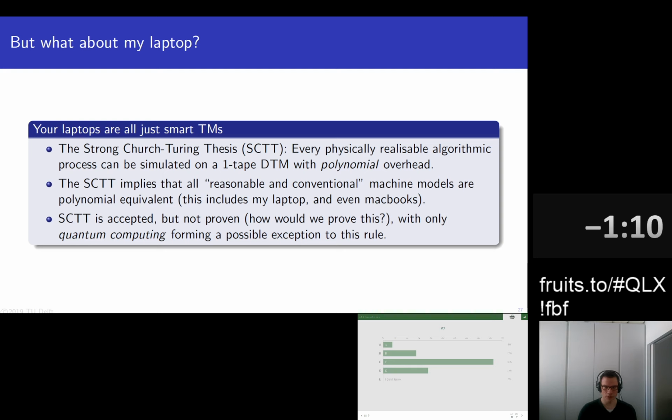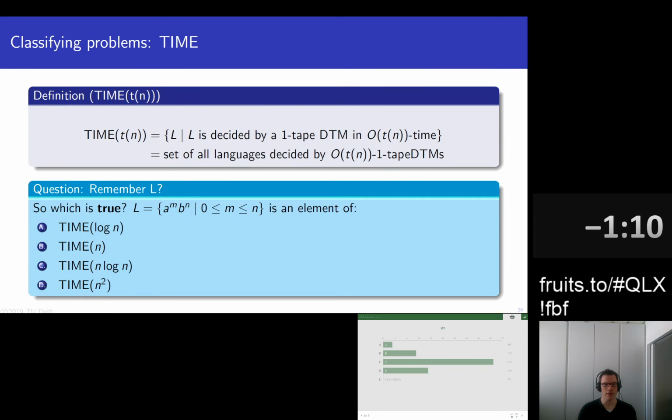So this says that polynomial overhead is all it takes to transform an algorithm written in Java to an algorithm for a Turing machine. Okay, what does that mean? Well, it means that we can now start defining some complexity classes. Consider, for example, the complexity class time t of n. Time t of n is a very broad thing. It says it's all of the languages that can be decided in O(t(n)) time. So for example, time of log n is a thing, and it is all of the languages that can be decided by an O(log n) one-tape deterministic Turing machine.